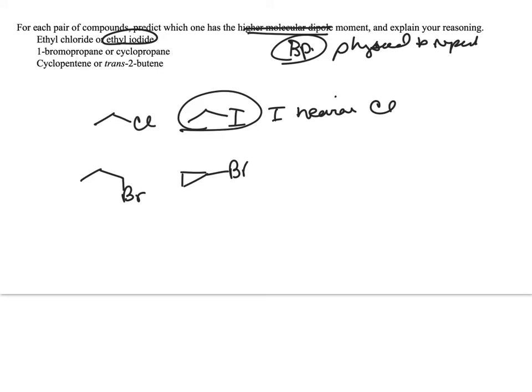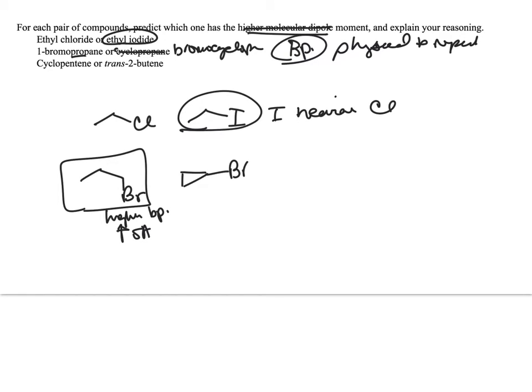I think that also is a typo. Sorry about that. I think that should be bromocyclopropane. And in that case, it would be the non-branched one, the 1-bromopropane, that would have the higher boiling point because it has more surface area.